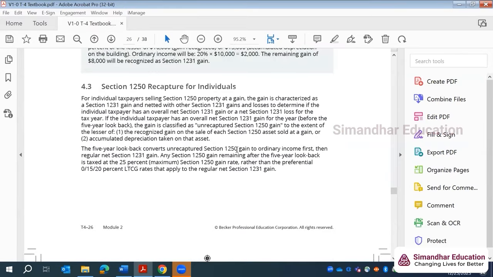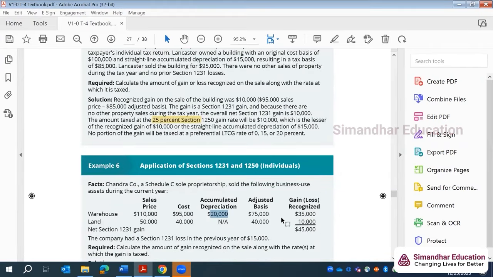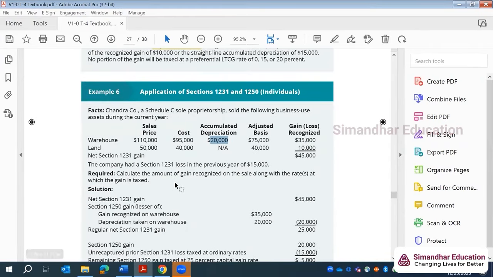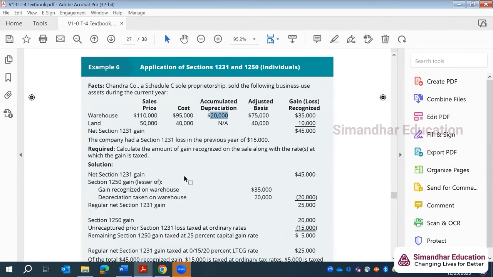What they are saying next here, after you have done that, the 5-year look back converts uncaptured section 1231 gain to ordinary income first and then regular net section 1231 gain. Any section 1250 gain remaining after 5 years look back is taxed at 25%. Now, after you have identified what is your section 1250, you are now going to see if they had taken any ordinary losses in the prior year. So the company had section 1231 loss in the prior year for $15,000.